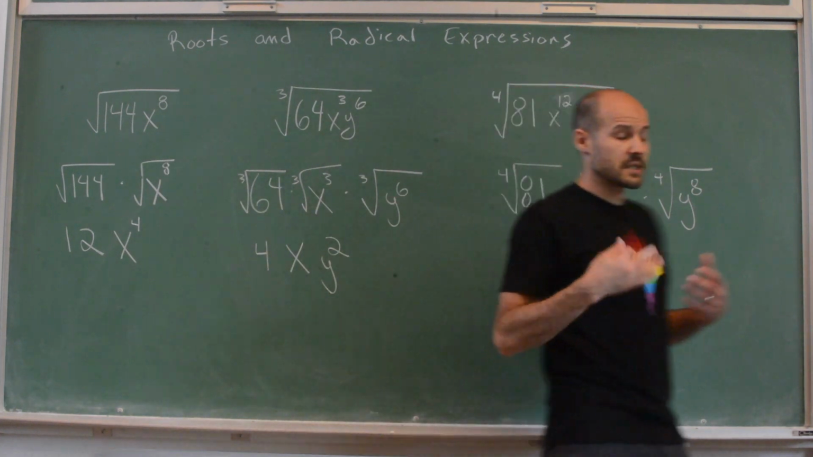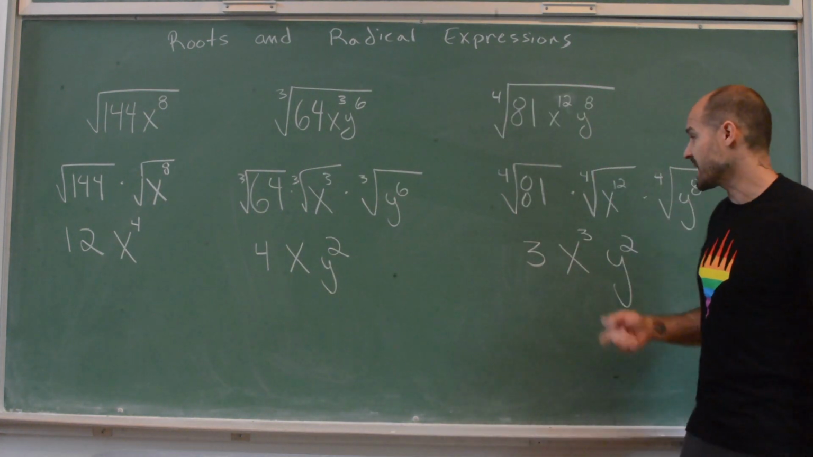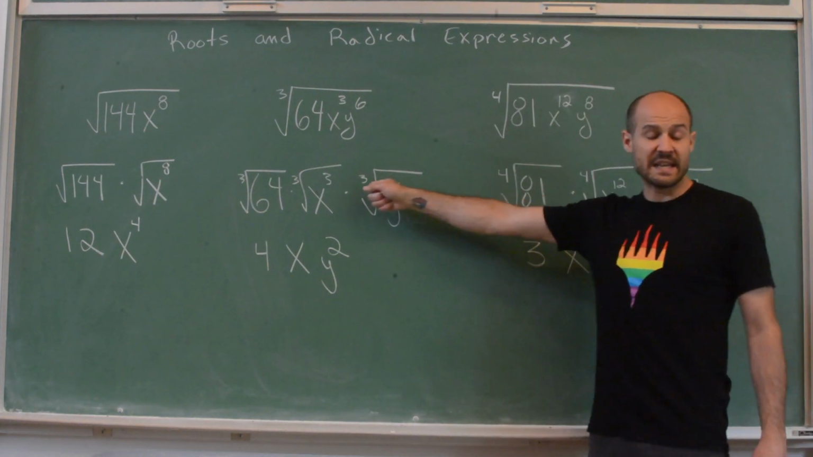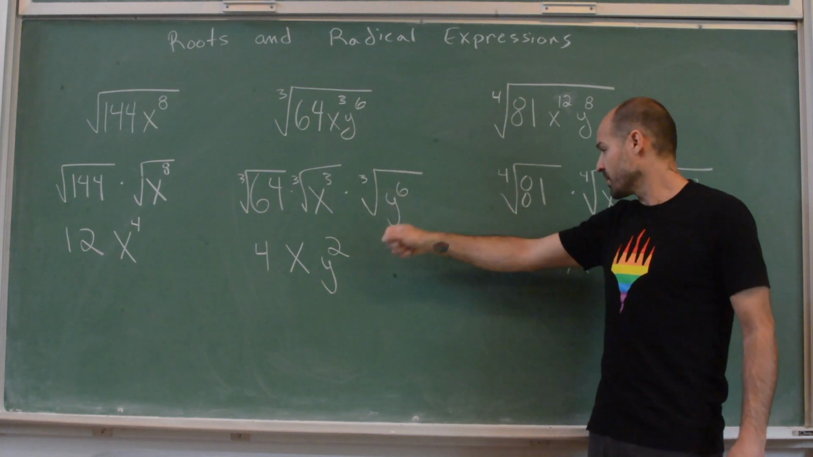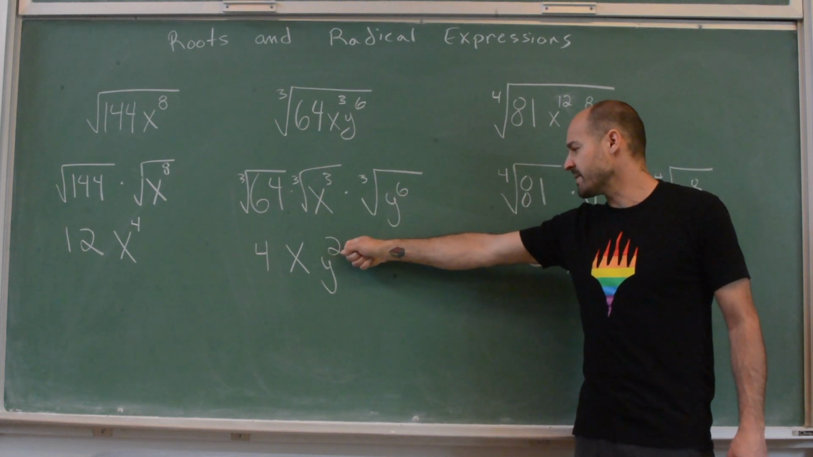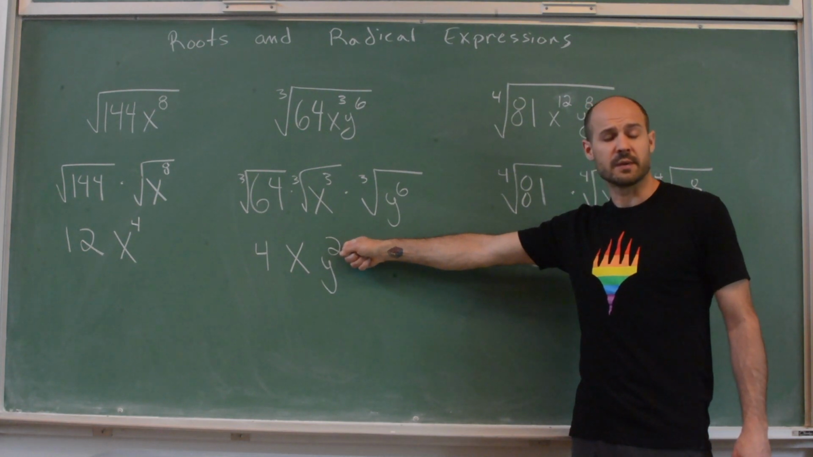So step 3 is just the last step. It's dividing the exponent of your variable by the index of your root, and putting that new number here as a variable exponent up top.